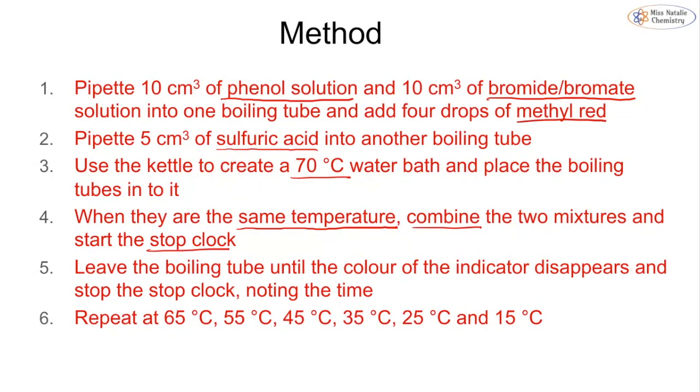We leave the boiling tube until the colour of the indicator disappears, and when that happens, we stop the stop clock and we note the time. We repeat this same experiment at a number of different temperatures, and we get values for time for each of these.